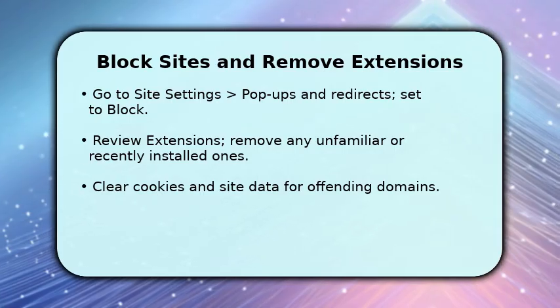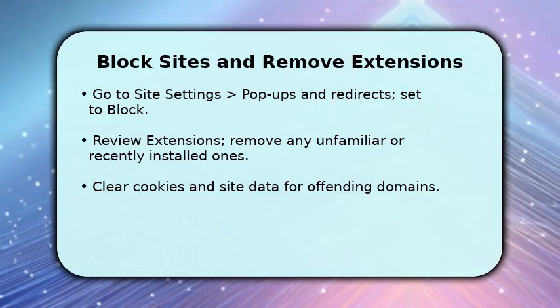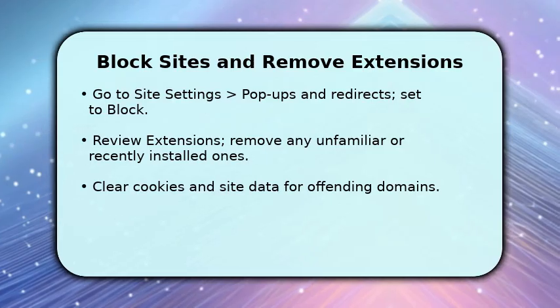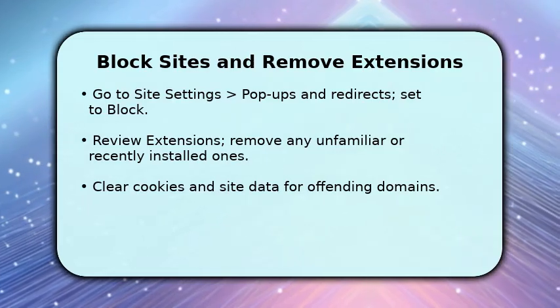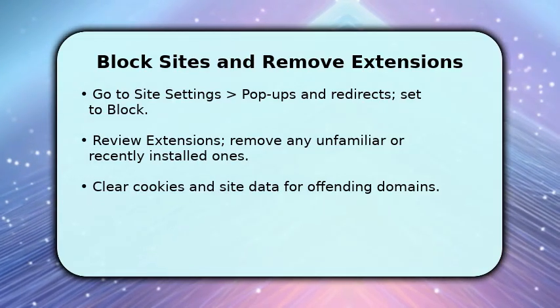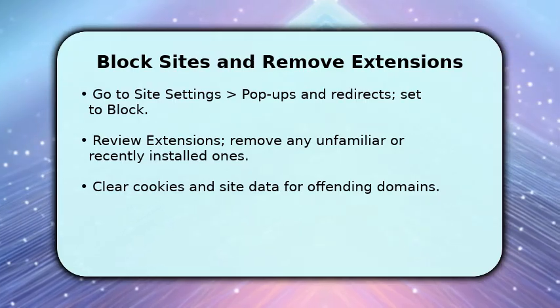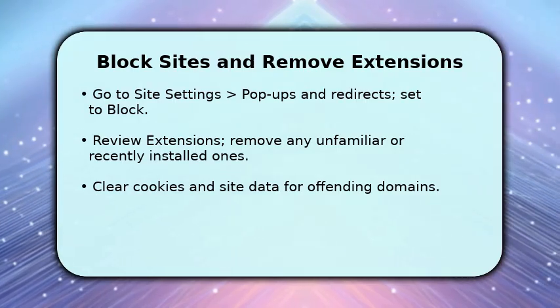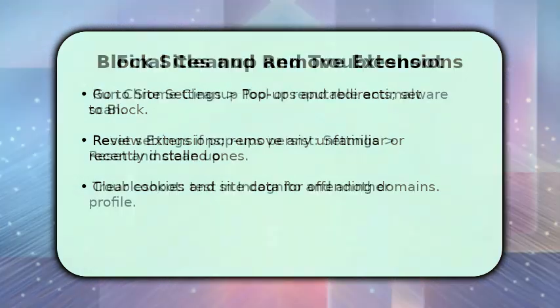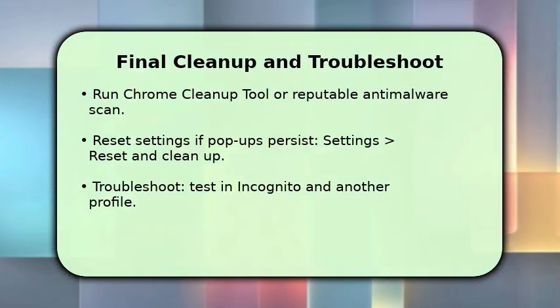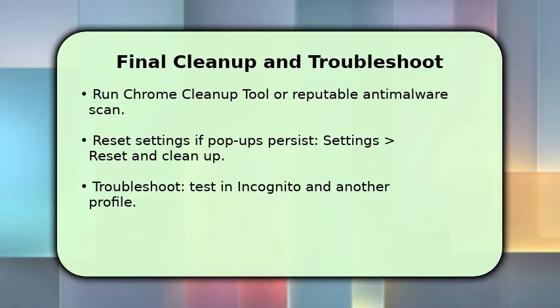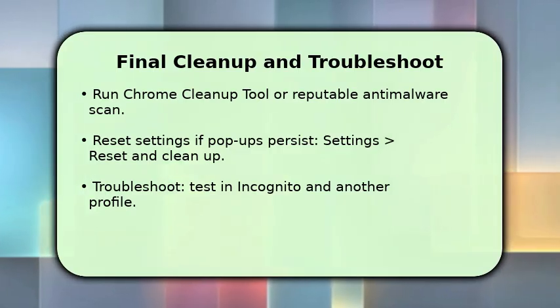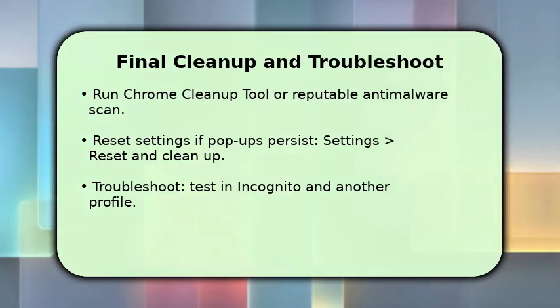After that, clear cookies and site data for sites that triggered ads to remove persistent permissions or scripts. Make sure to restart Chrome after each removal so you can confirm whether the pop-ups have stopped and detect any persistent source. Finish by running Chrome's cleanup tool or a trusted anti-malware scan to remove hidden adware. This finds processes that extensions won't show.